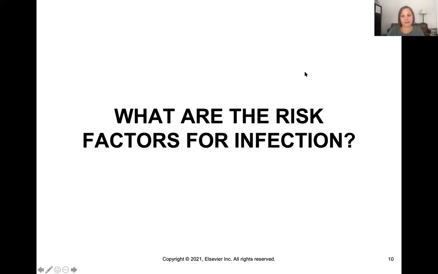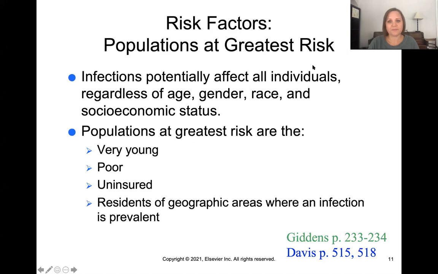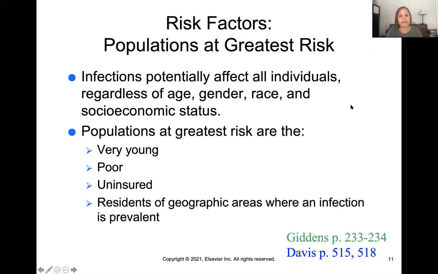So what are the risk factors for infection? Well, we want to think about what populations are at greatest risk for getting an infection. Now, infections potentially affect all individuals, regardless of their age, gender, race, or socioeconomic status. However, if you're thinking about susceptible hosts, here are the populations that are most commonly at risk: the very young, the poor who have poor access to healthcare, the uninsured, also because of lack of access to healthcare, or residents of a geographic area where an infection is prevalent.